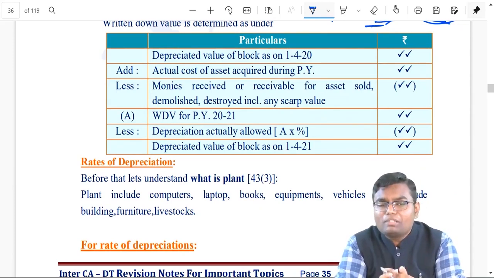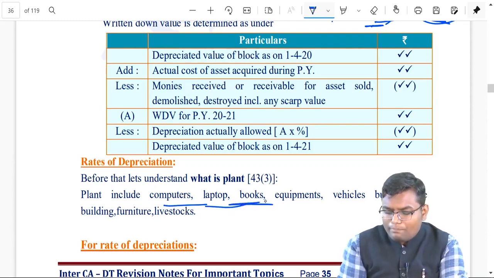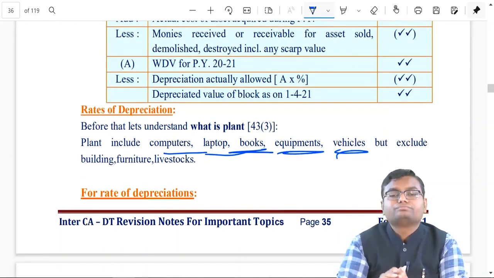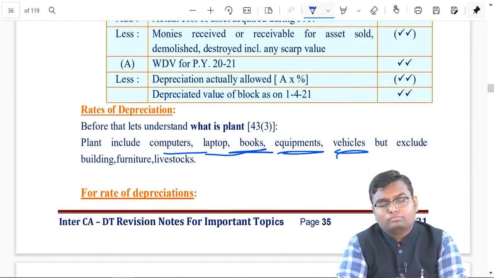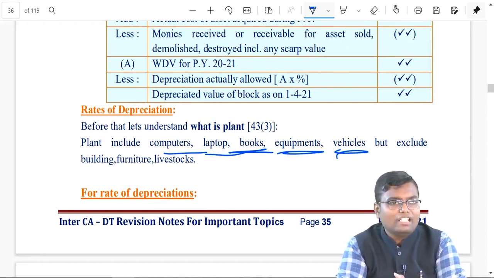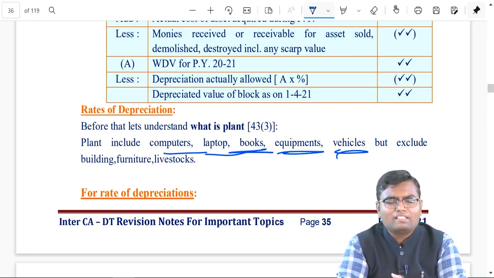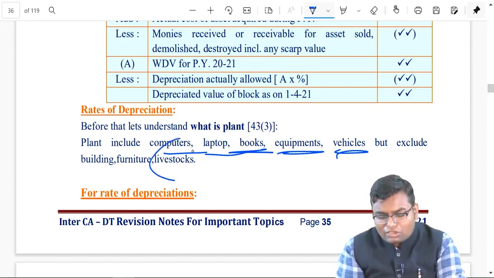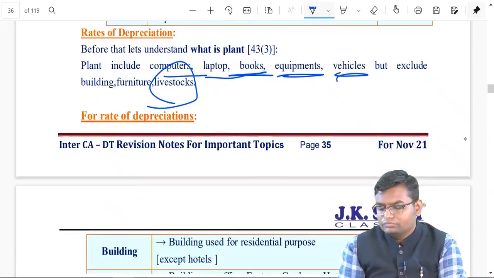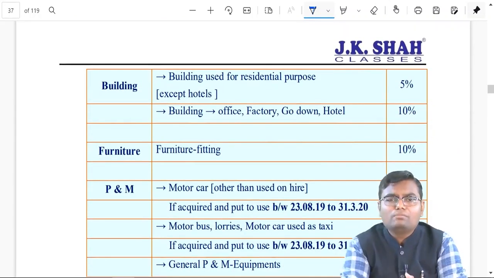the word plant and machinery, that word plant includes computer, laptop, books, equipment, vehicle. That means even on these assets of computer, laptop, books, equipment and vehicles, I have to apply depreciation. However, furniture, building, livestock is not plant and machinery. For them, either separate depreciation is available, or for an asset like livestock, there is no depreciation at all. Now, what are the rates of depreciation they have given, which I have to apply on that WDV?